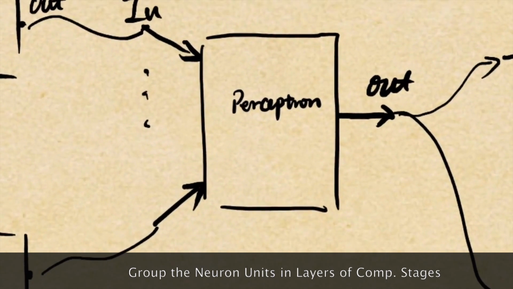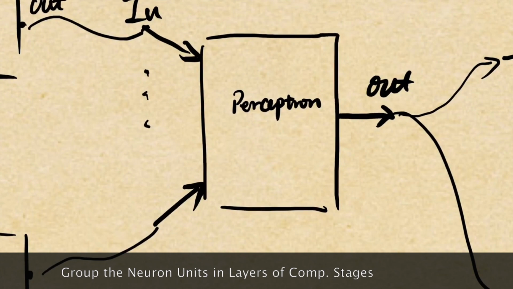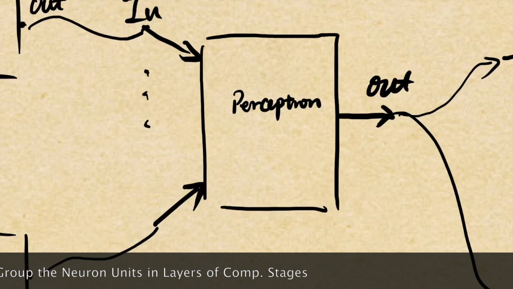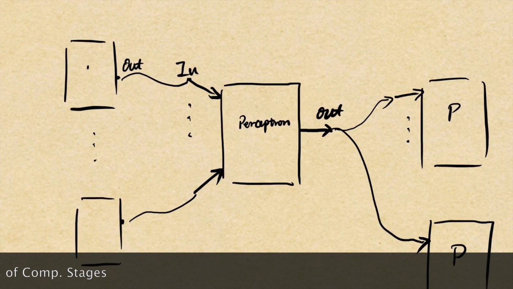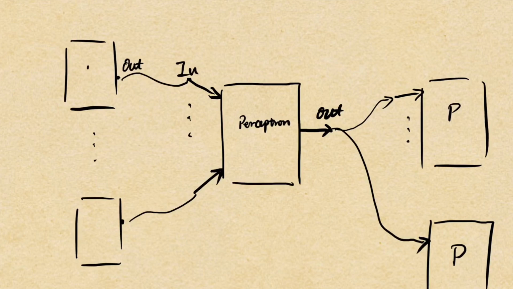Remember, internally in the perceptron, each input is given a weight. Okay, because of these input and output connections, we can group our perceptrons into different layers. Those different groups of perceptrons represent different stages of the computation.